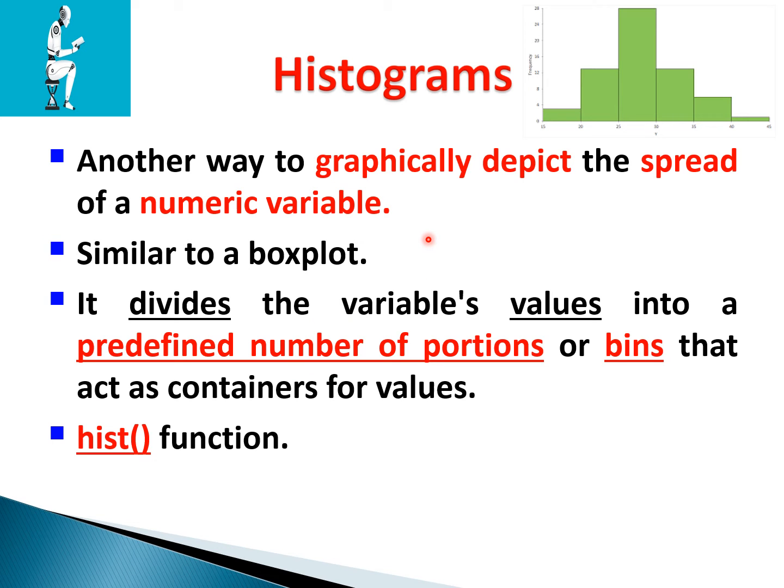Then another way to represent numerical data is the histogram. A histogram represents the spread of a numeric variable, and it is similar to a box plot. It divides the variable's values into a predefined number of portions or bins that act as containers for values. In order to plot the histogram, we use the hist function. The hist function in R is used to plot a histogram.